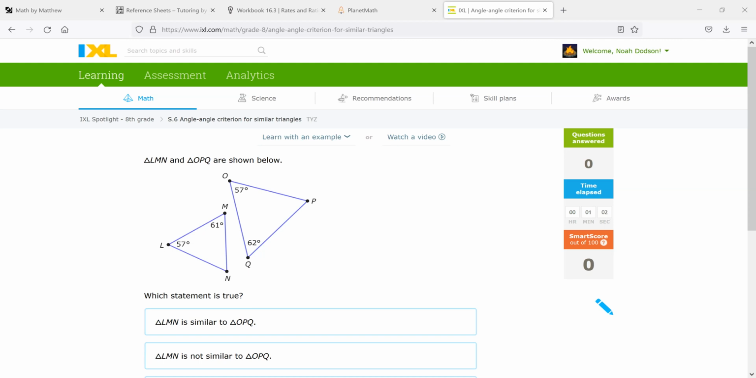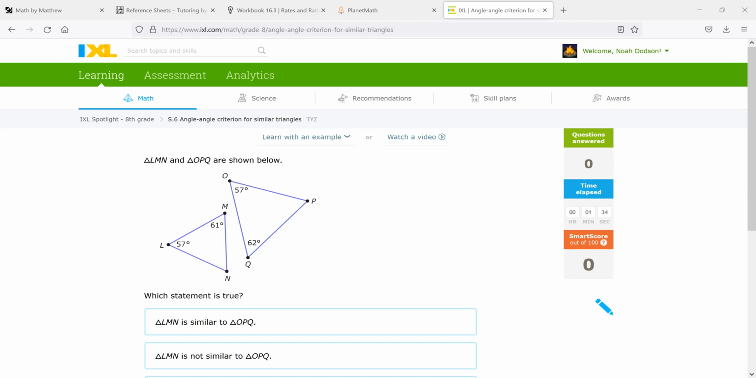Okay, so what is the next letter in our list? It's got to go in order, L to M to N. Then the next letter would be M. And what's the angle measure of M? 61. And M matches up with letter P, so this is also 61 degrees. So the letters tell you that the angles match.